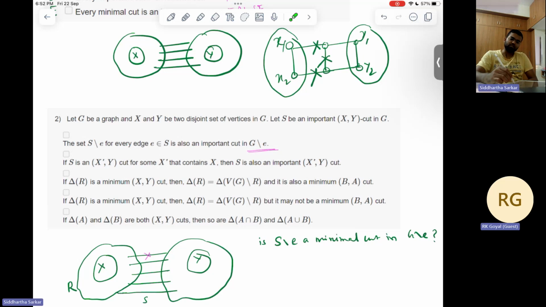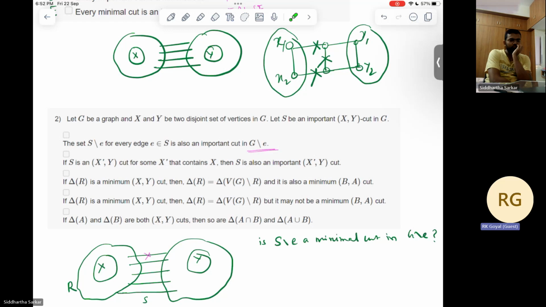First, let us try to answer this question: whether S minus E is even a minimal cut in G minus E. First, whether S minus E is going to disconnect X and Y in G minus E. If I view this question in reverse, the negation of G minus E is the negation of S minus E. No, not in that way, the contrapositive way won't work here.